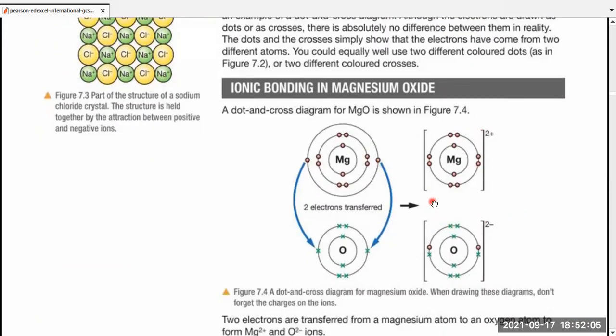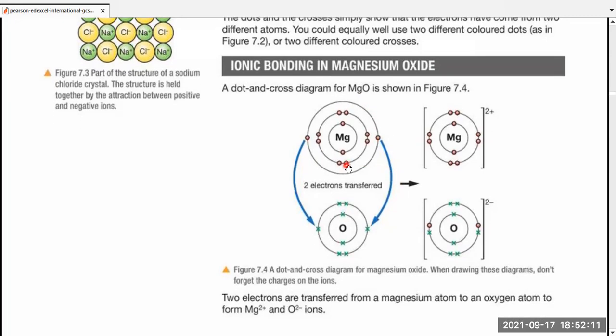Now, another example of dot and cross diagram is for magnesium oxide, the formula for which is MgO. Magnesium loses 2 electrons being the metal, and oxygen gains those 2 electrons being the non-metal.